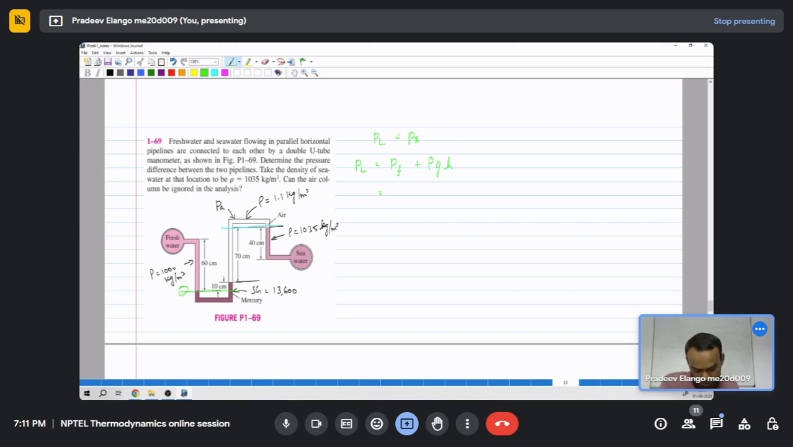So we have to find the difference in pressure between the fresh water and the seawater. So I have PF as it is, and then rho GH, where rho is 1000, into 9.81, into the height of the column, which is 0.6.